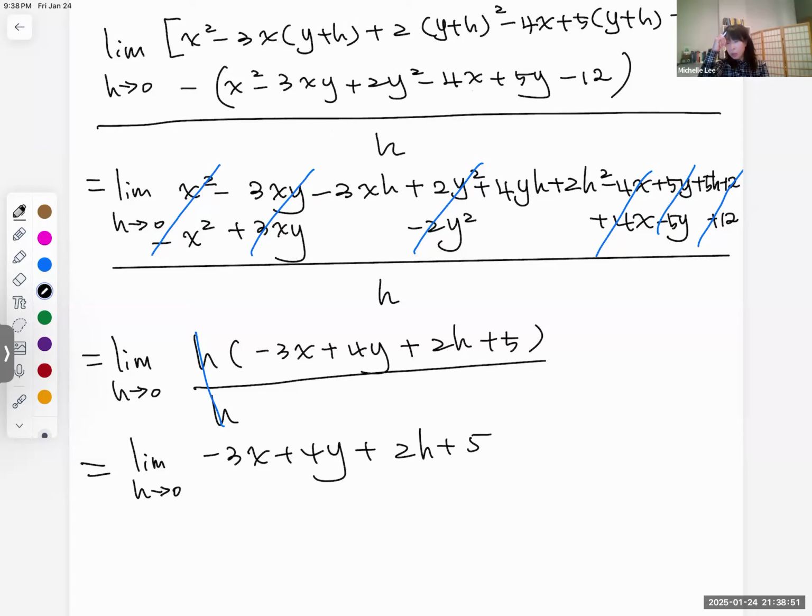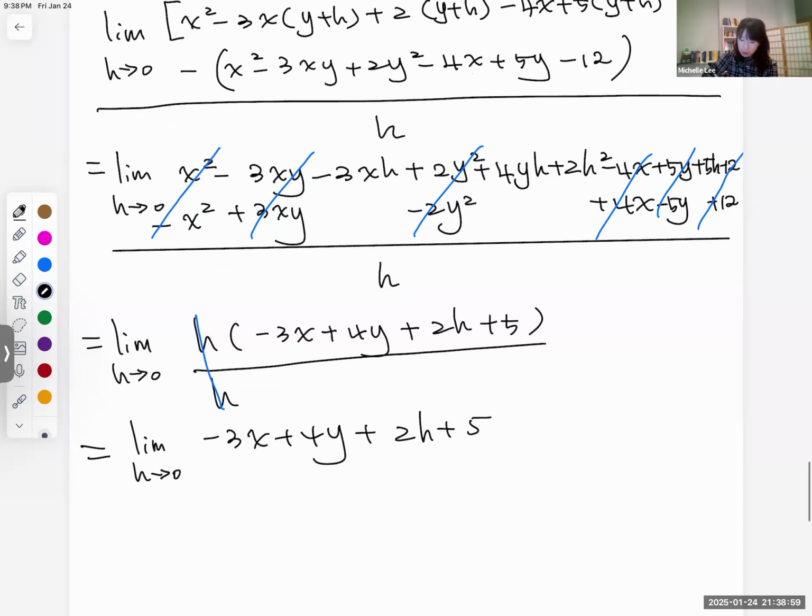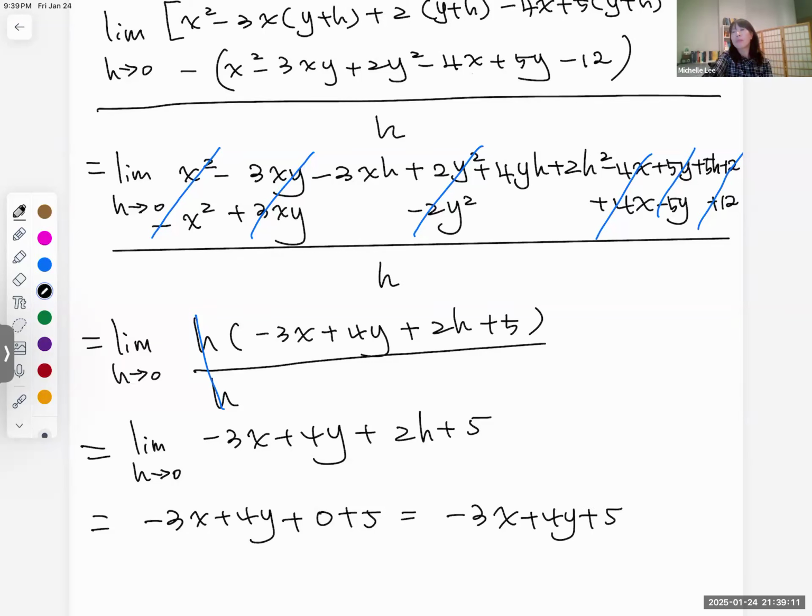All right, so we don't have the quotient anymore, so we can apply it when h approaches 0. So that will be negative 3x plus 4y plus 0 plus 5, which is negative 3x plus 4y plus 5. Okay, now we found one.